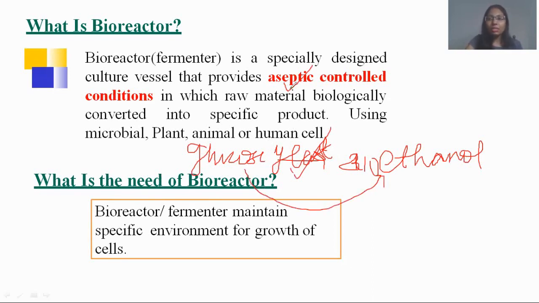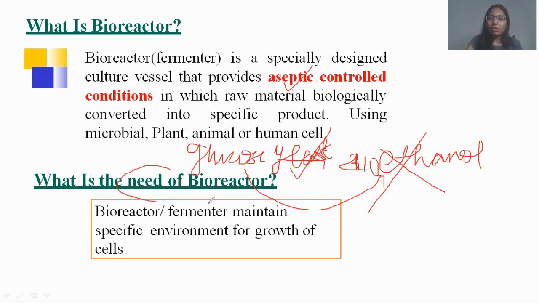Now, when I say aseptic, that means you do not want any contamination by bacteria or any other fungi. Otherwise, bioethanol production will decrease, it can be inhibited, or it can lead to some other product if other strains contaminate it. That's why bioreactors are used, as they can provide strict aseptic control conditions.